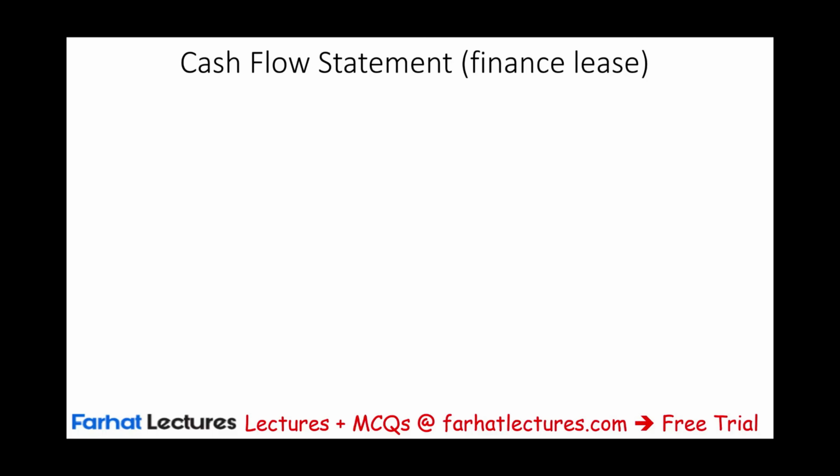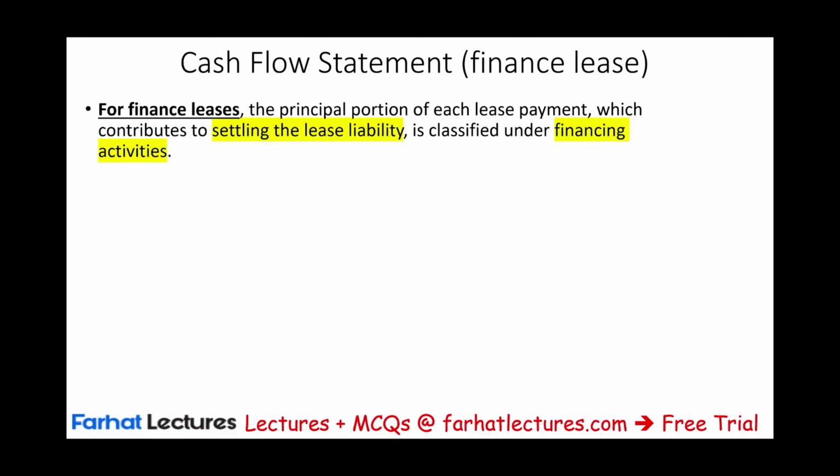How about if we have a finance lease? Remember, under the finance lease, we have two payments. One is for interest and one for amortization. So the principal portion of each lease payment, which contributes to settling the liability, is financing. When we make a payment under a finance lease, part of it is interest, part of it is the principal amount, which is the liability.